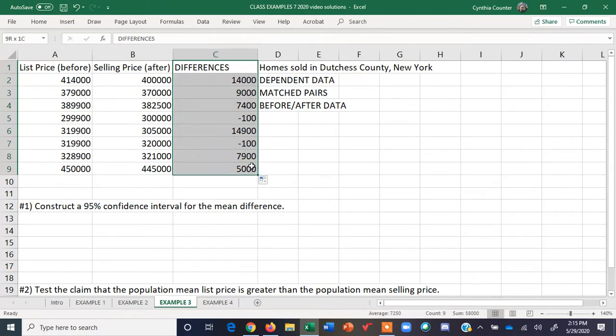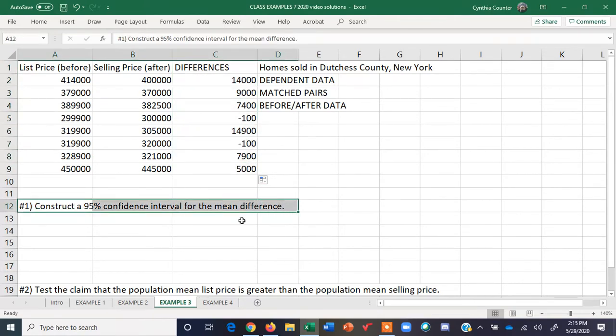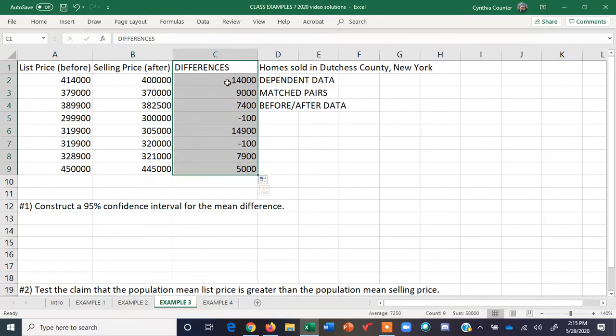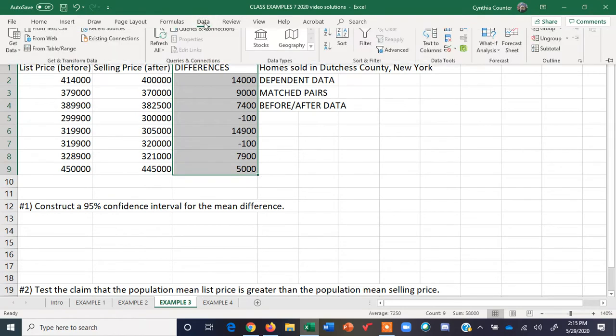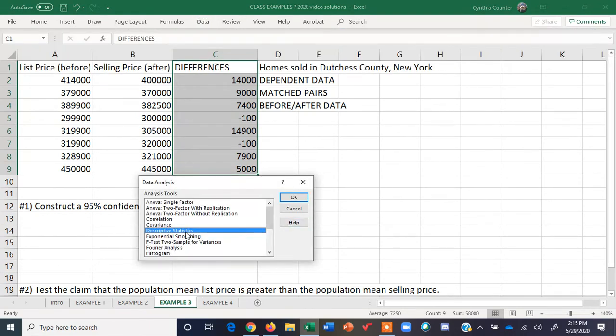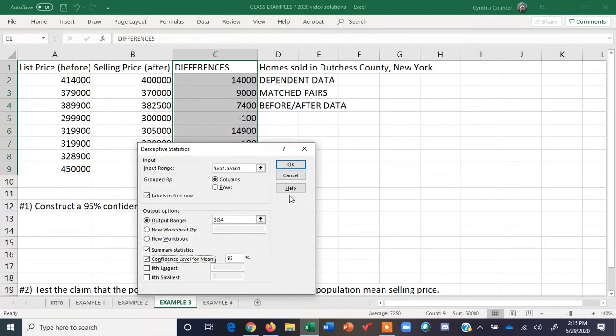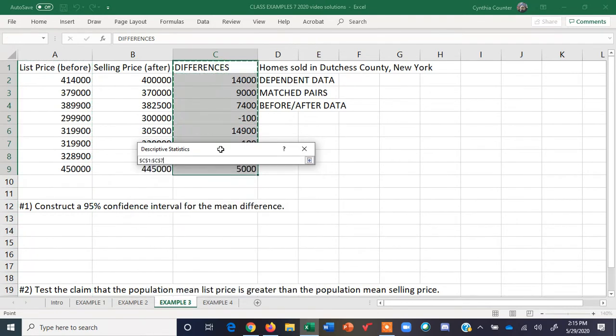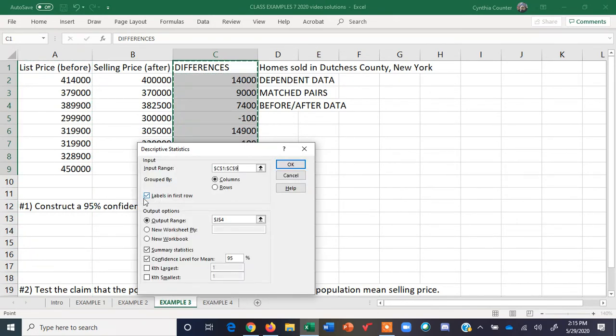Since we are looking at differences, we're going to construct a confidence interval for the mean difference. So we need to find the summary statistics for the differences. So let's go to data analysis, which is always on the far right, and I'm going to do my descriptive statistics on the differences. So let's highlight the differences. Notice I highlighted my label, so that is checked.